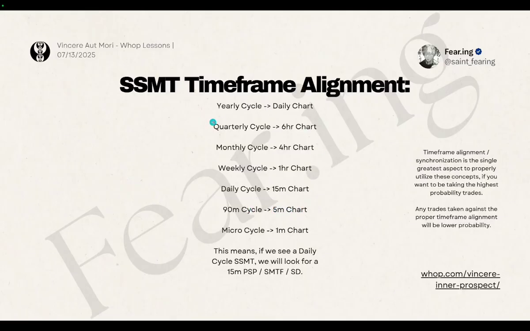So in review, yearly cycle, daily chart, quarterly cycle, 6-hour chart, and some people argue that you can actually use a daily chart as well for this. And for the yearly cycle, you can argue the weekly time frame as well. And that's going to be based off of your own data collection. I personally focus on the monthly cycle and below anyways. So monthly cycle, 4-hour chart, weekly cycle, 1-hour chart, daily cycle, 15-minute chart. And when I say all this, weekly cycle, that's referring to weekly cycle sequential SMT. Anyways, 90-minute, 5-minute, microcycle, 1 minute.